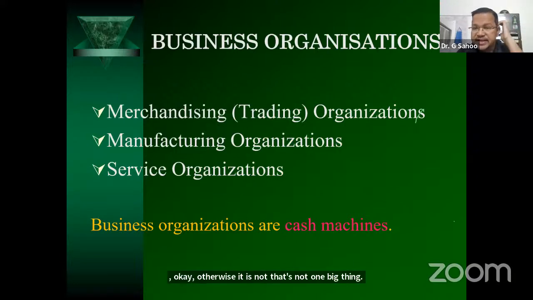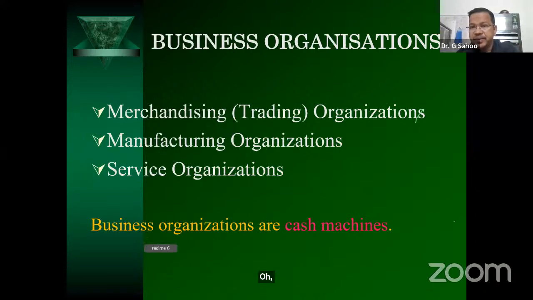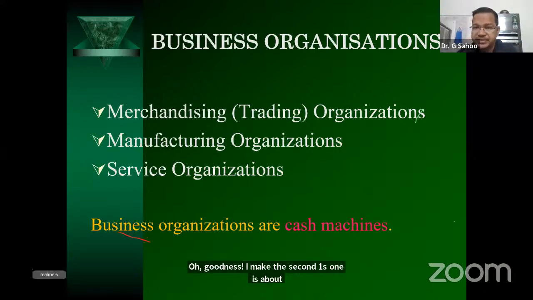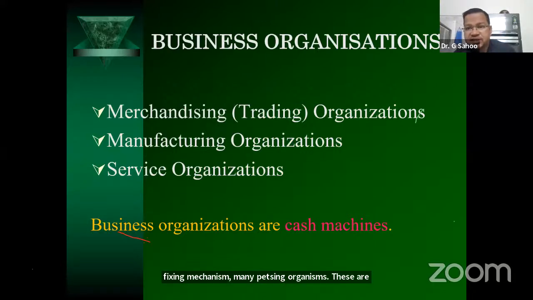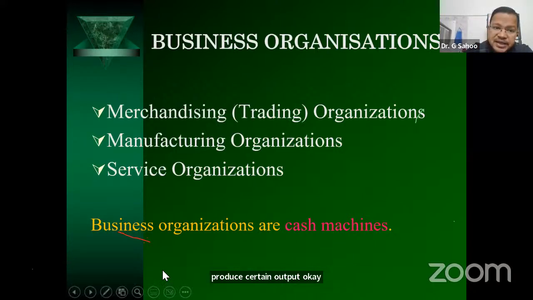Coming to the second one, the manufacturing organization. Manufacturing organizations are those which are involved in the process of production. That means they procure some raw materials or inputs, and with the help of a process, they produce certain output. So this is the manufacturing organization.